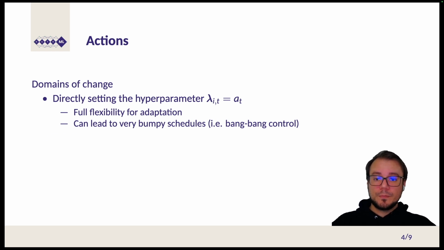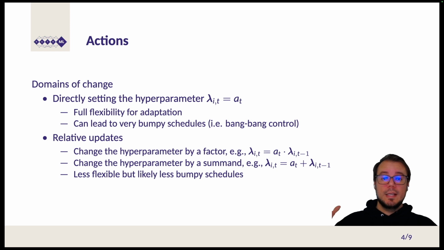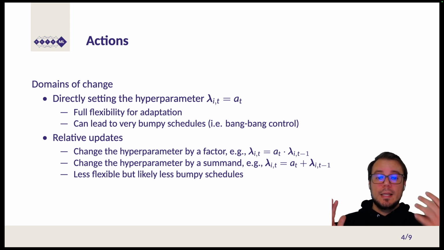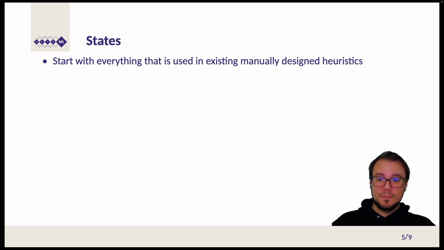So instead, what you can do are relative updates, where you change the hyperparameter, for example, by a factor, where you take the previous hyperparameter value and perturb it or modify it or multiply it. And that gives you slightly less flexibility in terms of how to adapt the hyperparameters, but it also results in much less bumpy schedules.